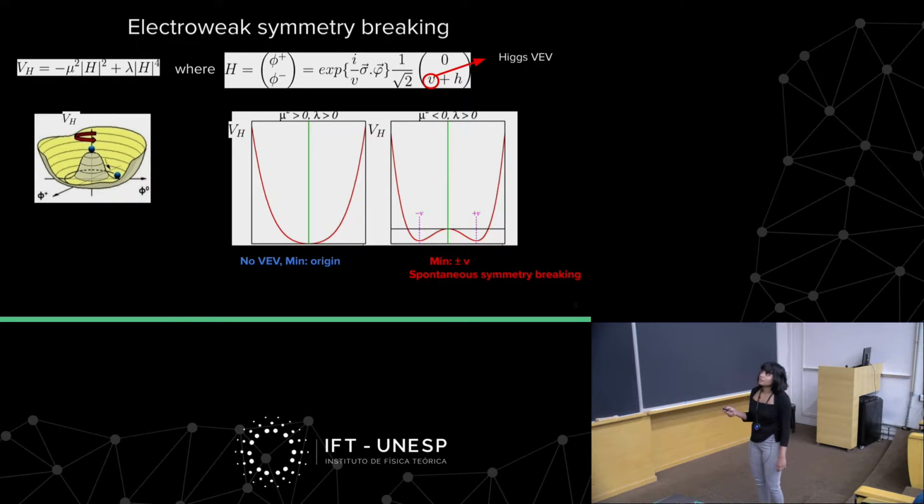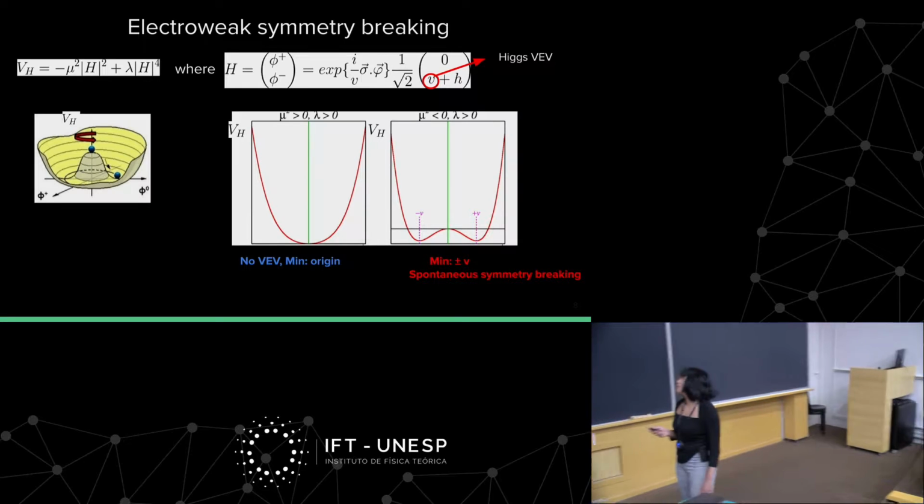So the Higgs usually is written in terms of this doublet form. And if you write it in a general gauge, you would write it in this form. And the phis here are the Goldstone bosons, which are eaten up to give mass to the W's and the Z's.